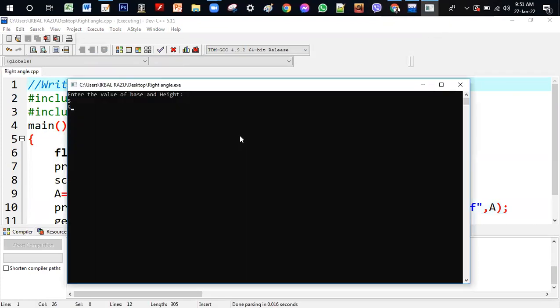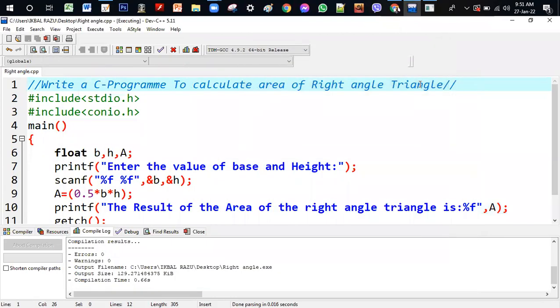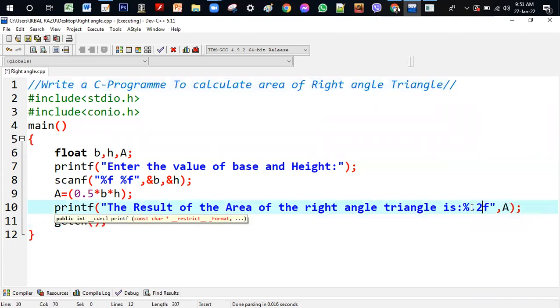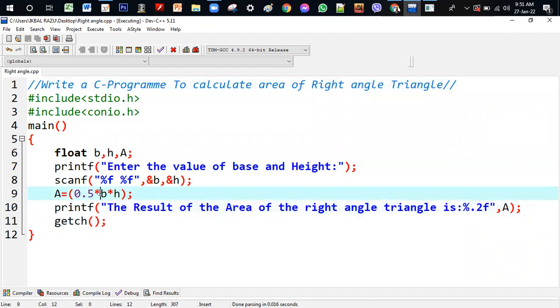Input 5 and 5, the result will be 12.5. ওকে, আমি বলেছিলাম যদি আমি পয়েন্টের পরে ডিজিট শো করতে চাই দুইটা, তাহলে কি করতে হবে? মনে আছে? percentage 0.2f হবে। Percentage 0.2f. Good. Now, the problem is 1/2.